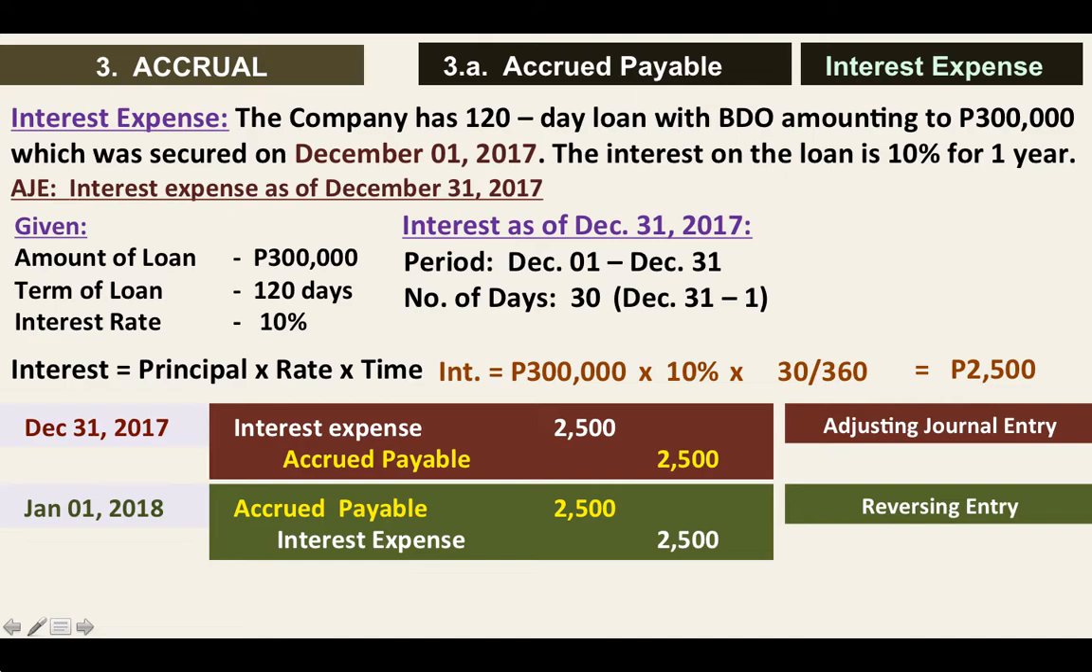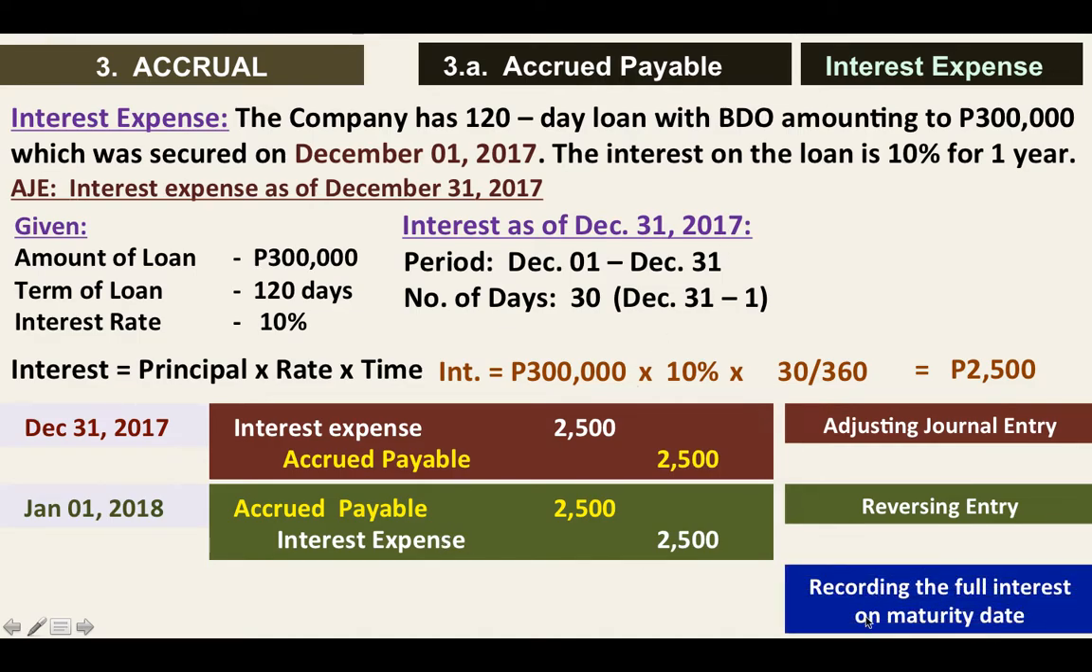Now, what is the other transaction for this loan? The other transaction would be recording the full interest on maturity date. Kasi yung maturity date niya will be 120 days from December 1st. So, kailan yung 120 days from December 1st? So, yun ang aalamin natin. Doon mo siya i-record yung full interest on that day. So, we have to know the maturity date for 120 days.